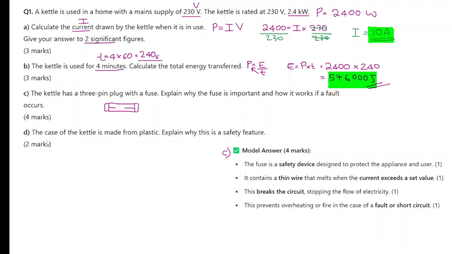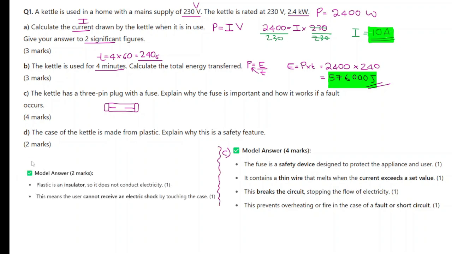Part D. The case of a kettle is made from plastic. Explain why this is a safety feature. Now, this is basically connected to the fact that plastic is an insulator. There are no free electrons, so plastic does not conduct electricity.